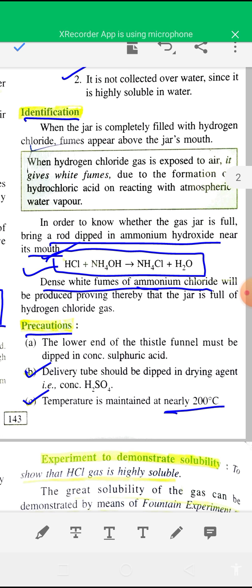Now the chemical properties of hydrogen chloride gas, HCl gas. Important chemical properties are given. Reaction with metals. When hydrogen chloride reacts with active metals like sodium, calcium, magnesium, zinc, Fe, you will get metal chloride and hydrogen gas. So hydrogen chloride forms metal chloride and hydrogen gas when it reacts with metals like sodium, calcium, magnesium, zinc, iron.